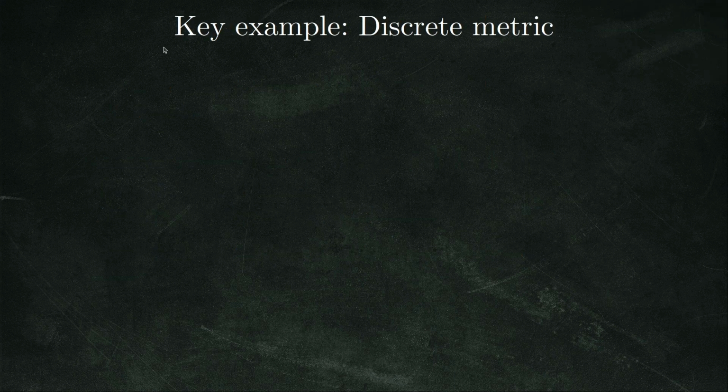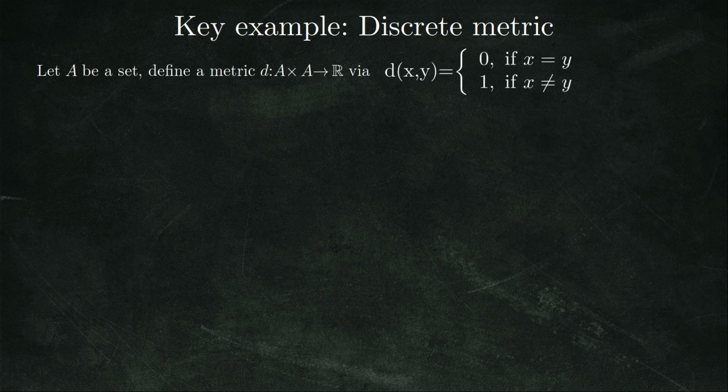Let's look at some key examples of metric spaces. These examples will come up a lot throughout the next few lessons, and it is really useful to try and get a handle on all the different theorems we come across. So our first key example is what's called the discrete metric, or sometimes the trivial metric. Let A be a set, then define the metric on A as d of x and y equal to 0 if x equals y, or 1 if x is not equal to y. So it's just 0 or 1. It's 0 if the 2 points are the same point, and it's 1 if they're different.